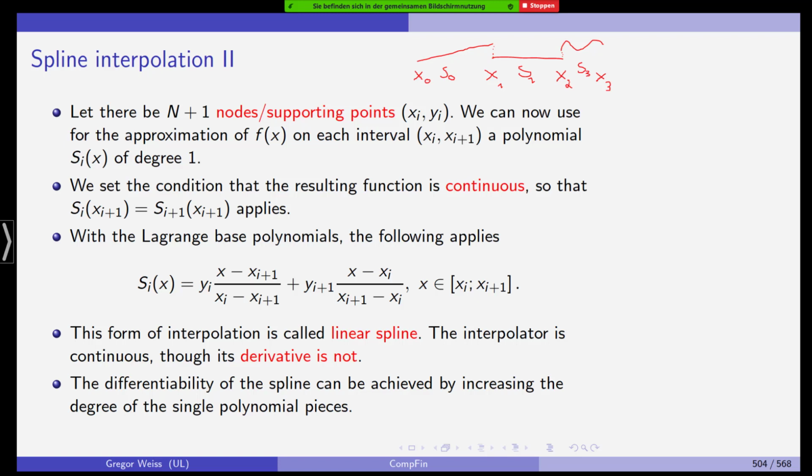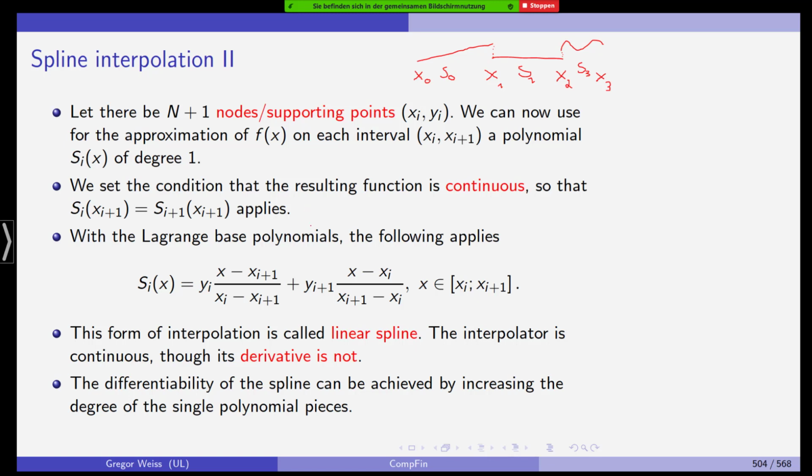So, as a first condition, we require the functions to be continuous, so that at least si of xi+1 is equal to si+1 at xi+1. So if the function is equal, coming from the left and coming from the right, because we are looking at polynomials, then here the function will be continuous. Now, with the Lagrange base polynomials, we have the following.